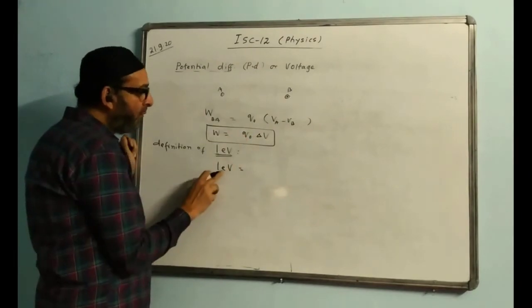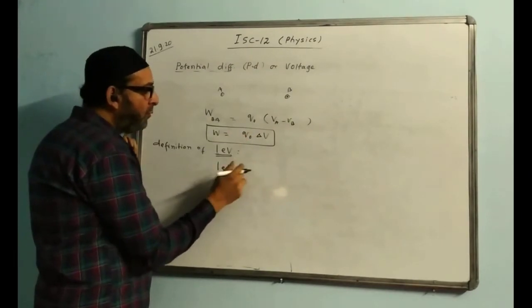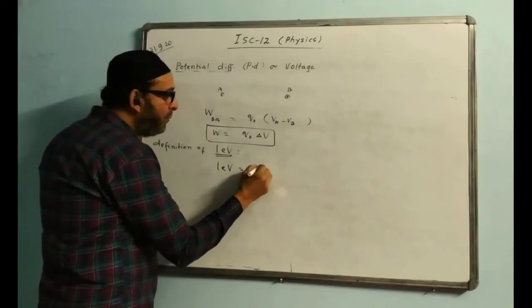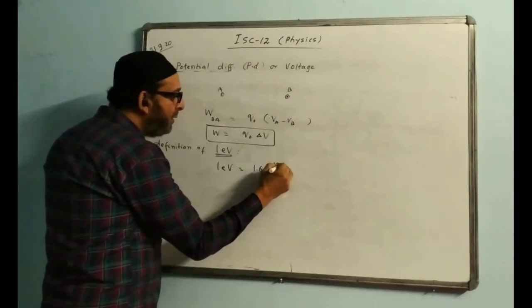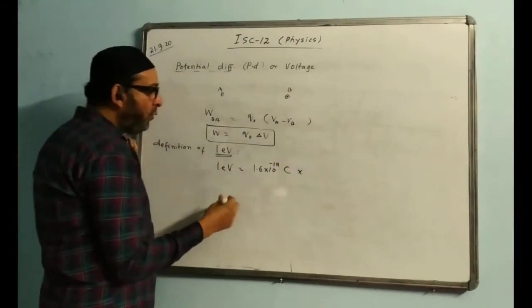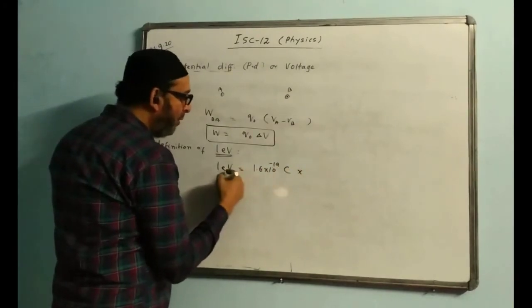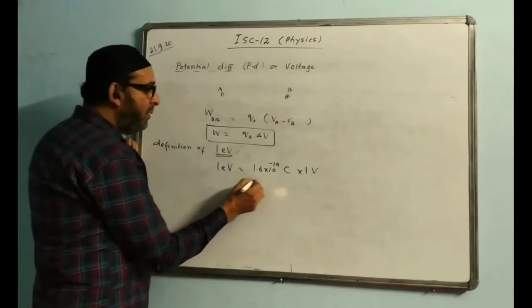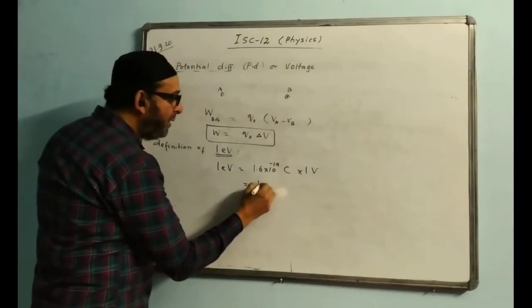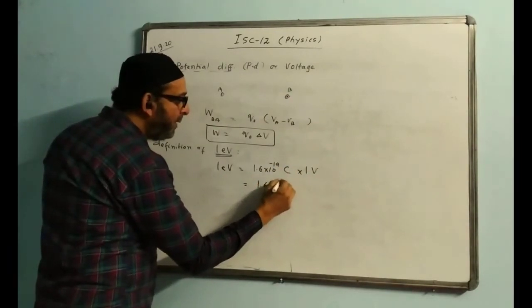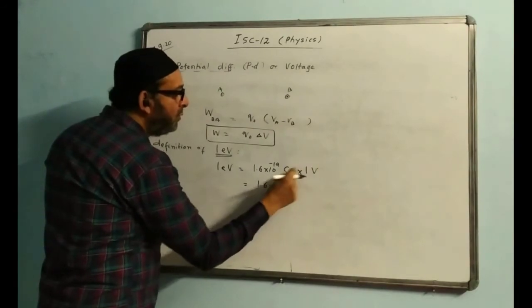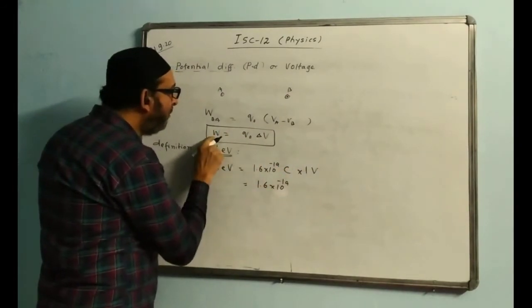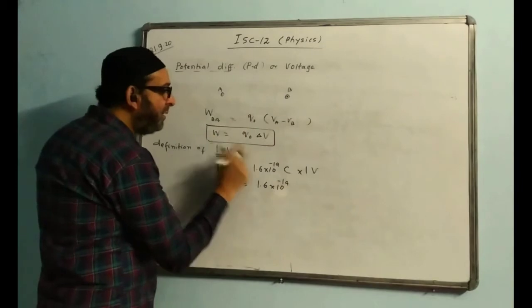We will follow this formula: 1 e, the value of the charge of the electron, is 1.6 into 10 to the minus 19 coulomb, into the voltage value. How much volt are we giving? We are giving 1 volt. So this will become the work done or the energy, 1.6 into 10 to the minus 19. These two, charge into voltage, give the value of work or the energy gain, that is in Joule.